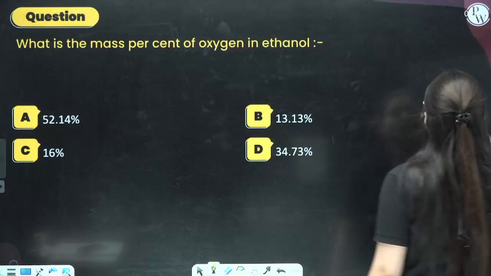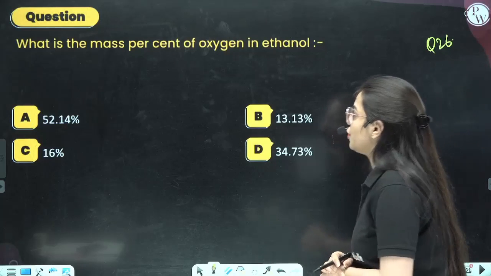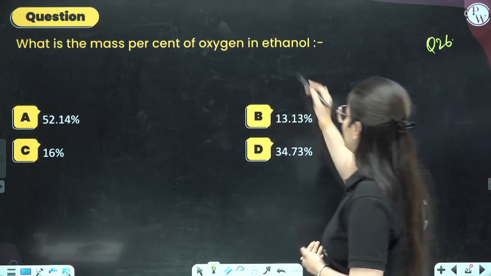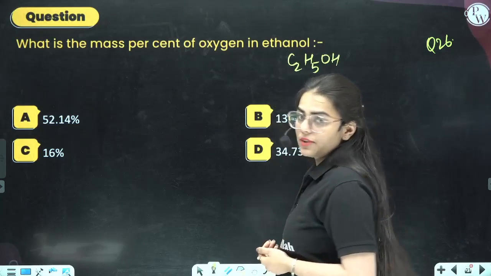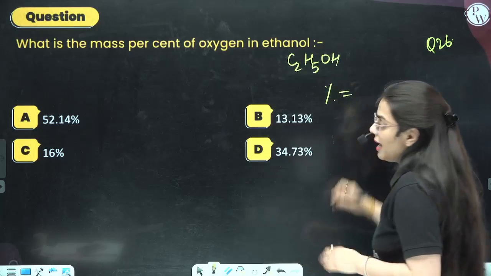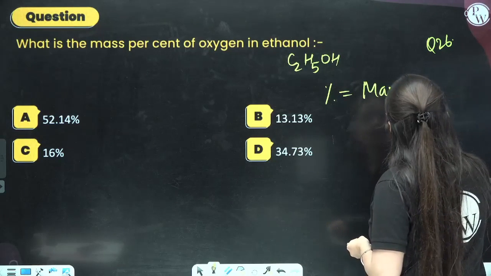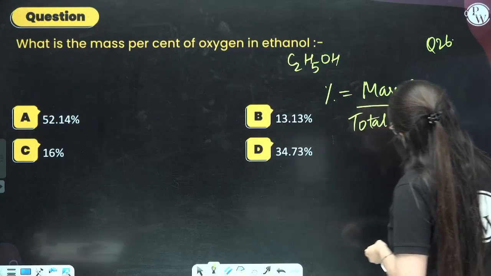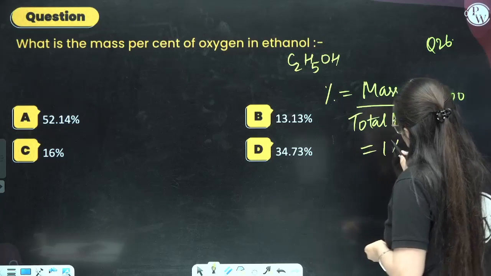The next question states: what is the mass percentage of oxygen in ethanol? Ethanol is C2H5OH. Again, they are asking for mass percentage, so it will be the mass of oxygen divided by total mass, into 100. How many oxygen? 1, so 1 into the oxygen mass, which is 16.